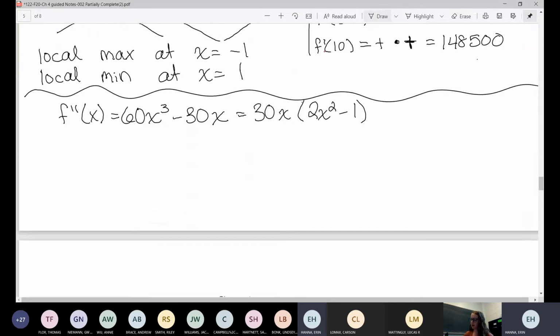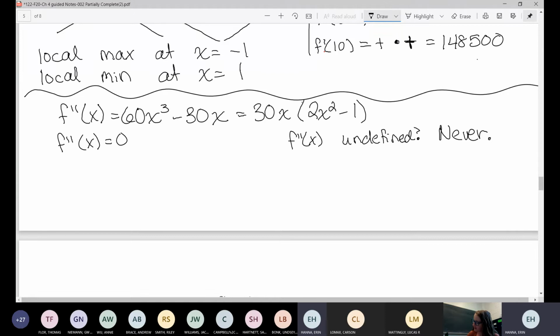So now we have to find where the second derivative is equal to 0 or undefined. So we need to set it equal to 0. I'm still running out of space again. This is never undefined because, again, there's no denominator floating around anyway.